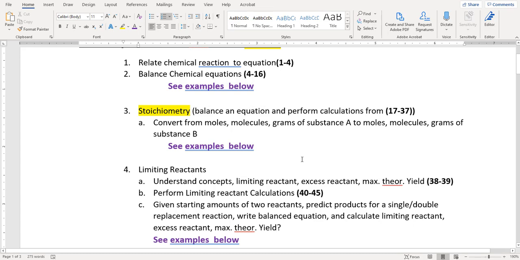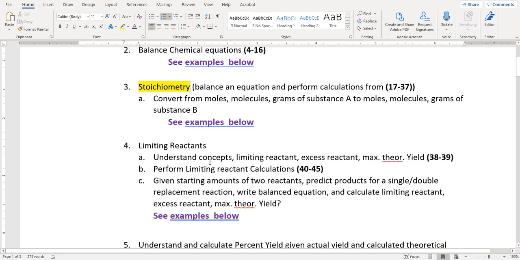we convert, like we did last time, molecules and grams to moles, and then we're going to go from one substance to another. So molecules, for example, of substance A will be converted into molecules of substance B using a balanced chemical equation.